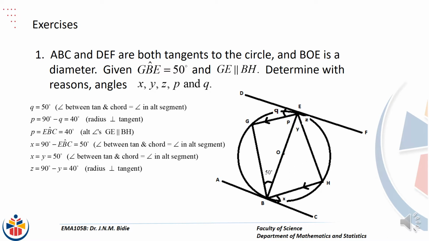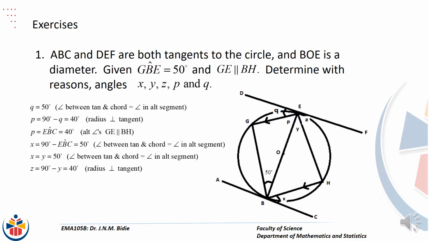And also the angle between the radius, which is a diameter in this case, and the tangent is always equal to 90 degrees. Therefore, we're able to get P. And then we go on to get the value of P, which is 40 degrees. And then thereafter, we find the value for X. Again, we're using the fact that Y and Z are equal to 90 degrees. And therefore, X definitely will be equal to Y.